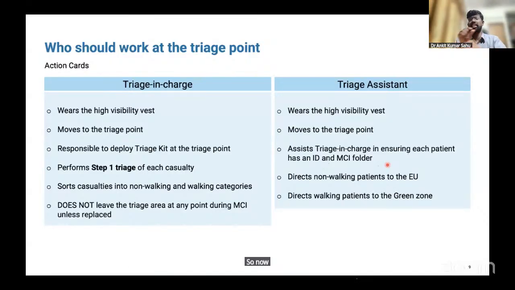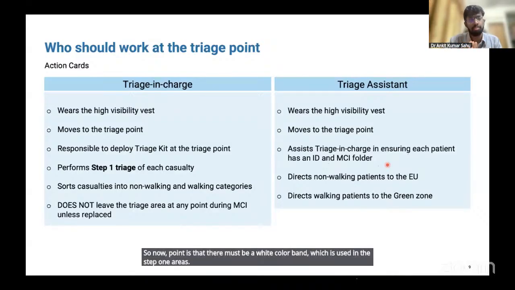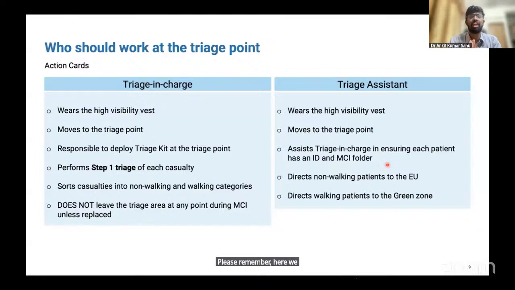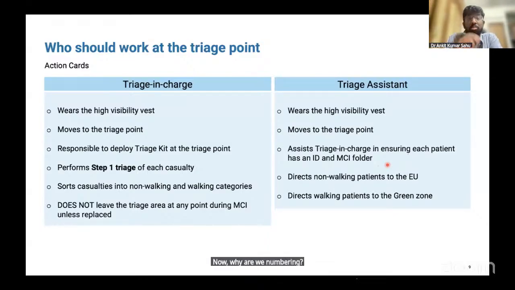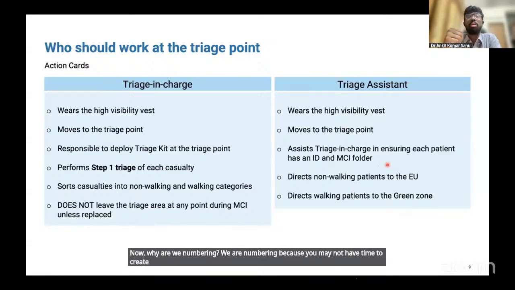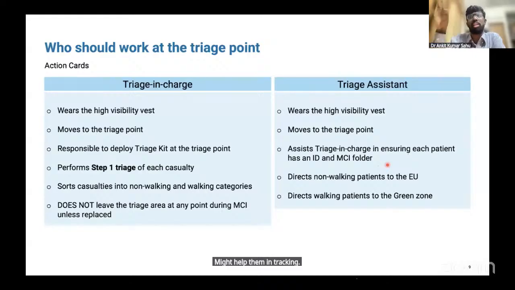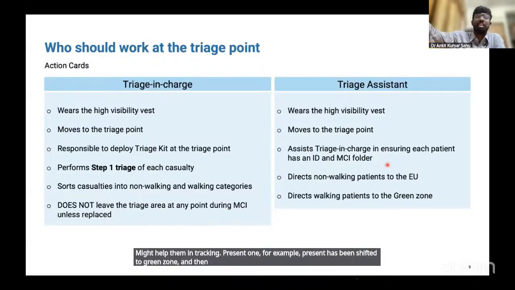So the point is that there must be a white color band used in the step 1 triage. Please remember, here we are just segregating the patients into walking, green, and non-walking, red zone, but we are giving a white color band with just sequential numbers. Why are we numbering? Because you may not have time to create a documentation system, so work with the existing documentation system. Numbering them helps in tracking. For example, patient 1 has been shifted to the green zone, and then you can follow what happens to that patient.